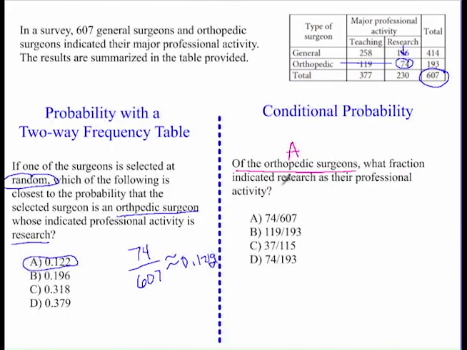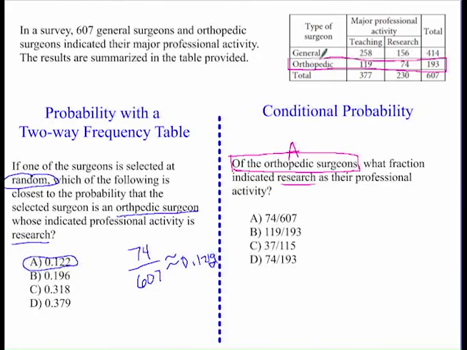So again, we're looking at research. Notice these two look very, very similar. The main difference is that in this problem, we indicated an event that must take place first: the orthopedic surgeons. So I'm going to erase what I have written here and say that for this conditional probability, I'm looking at just these numbers, this event right here.